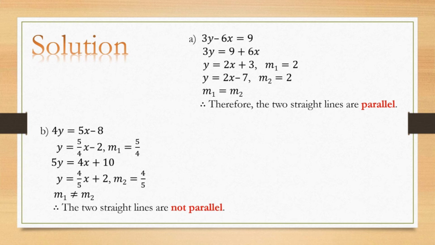And for B, we do the same steps as for A. We change both the equations of straight lines into the form y equals to mx plus c. And we will get that the first gradient equals to 5 over 4, and the second gradient equals to 4 over 5. Since both gradients are different, therefore the two straight lines are not parallel.